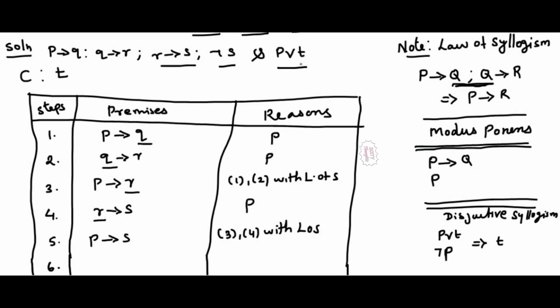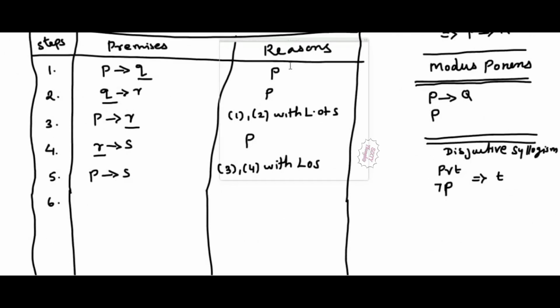I am going to consider the next premise, step number 6. What is the next premise? Negation S. So this is the given premise. Using any one law with the help of the above steps, we can write the next step if it is possible. Otherwise, we consider the next premise. One more law is there.